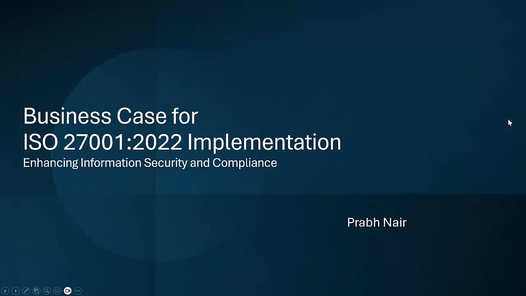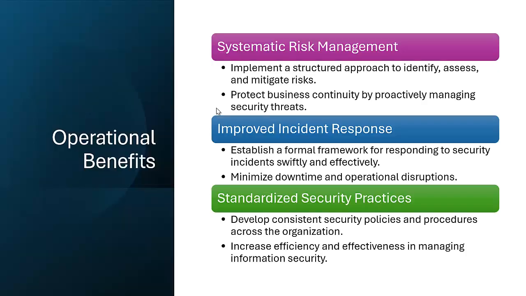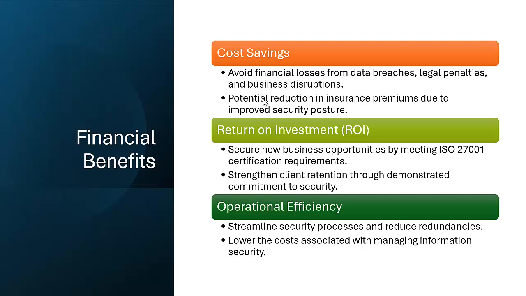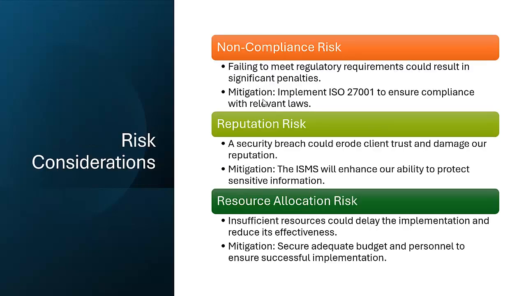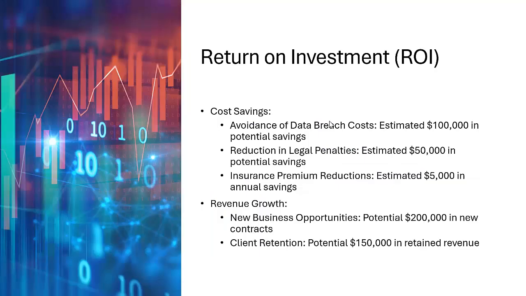So this is how the business case looks like, where we talk about why 27001 is important. Then we talk about the benefit. So you need to document the benefit. Then you talk about the financial benefit. Then you talk about the risk if you don't go for 27001. And then we talk about the project timeline. Then we talk about the cost. And then you talk about the ROI. Then you talk about the budget request.